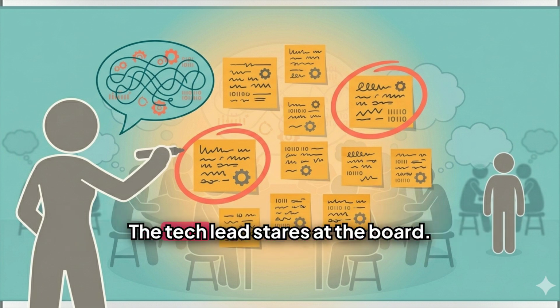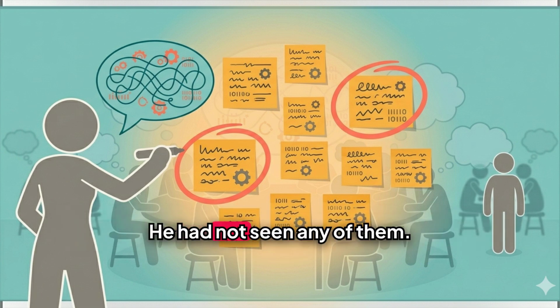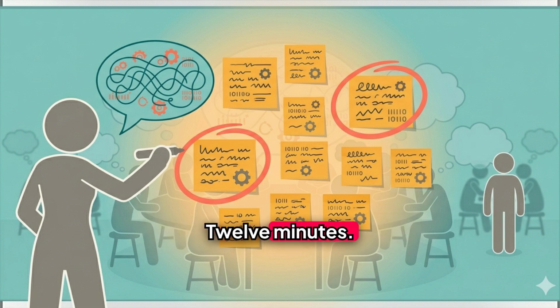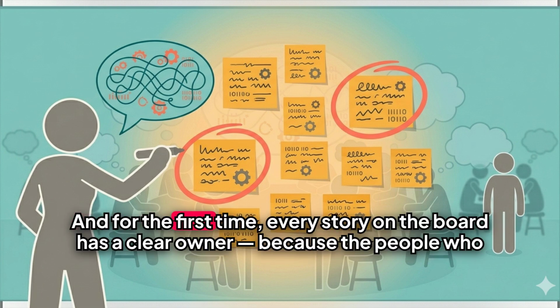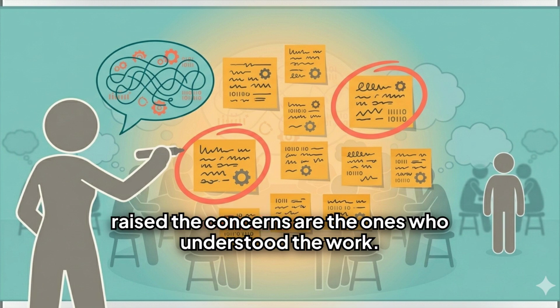The tech lead stares at the board. He had not seen any of them. 12 minutes. Every voice heard. 3 critical risks surfaced before the sprint began. And for the first time, every story on the board has a clear owner, because the people who raised the concerns are the ones who understood the work.